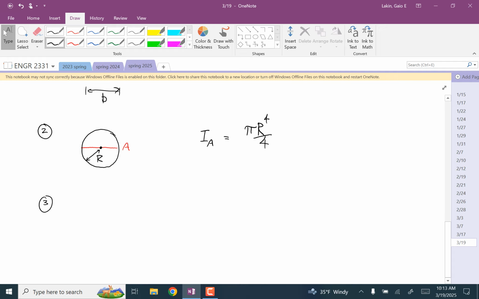And then the last one is a rectangle. Wait, wasn't that the first one? Yeah, what I mean is a triangle. That's funny, I'm still working on my shapes.